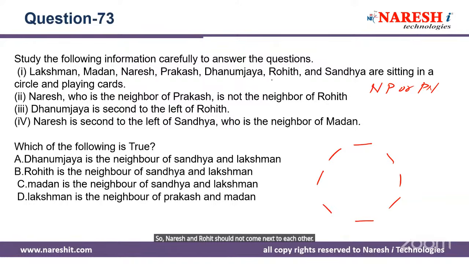Dhananjay is the second to the left of Rohit. So you can put these people. If you take this as Rohit's position, left, this is toward the center. So this is left. First, second left. This is Dhananjay. Dhananjay is second to the left of Rohit.